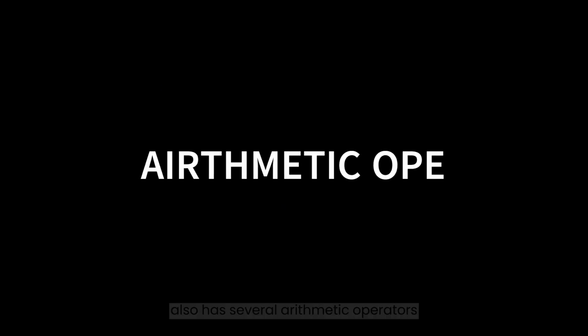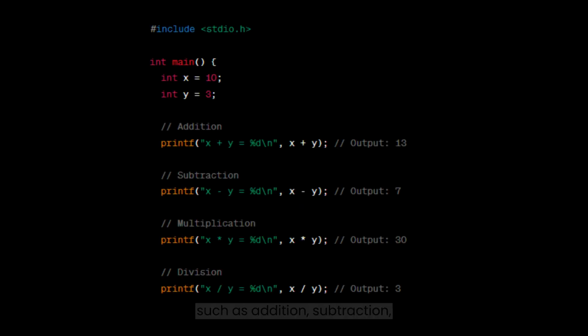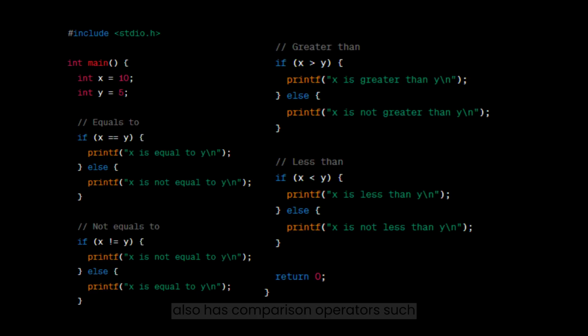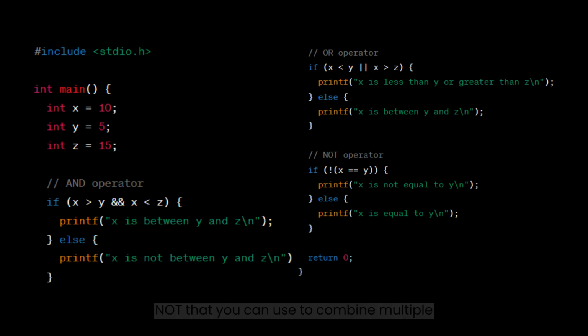C language also has several arithmetic operators, such as addition, subtraction, multiplication, and division, that you can use to perform mathematical calculations. In addition to arithmetic operators, C language also has comparison operators, such as equals, not equals, greater than, and less than, that you can use to compare values.